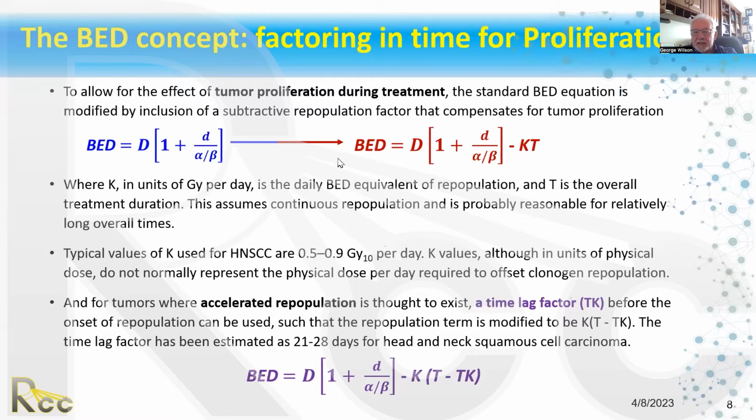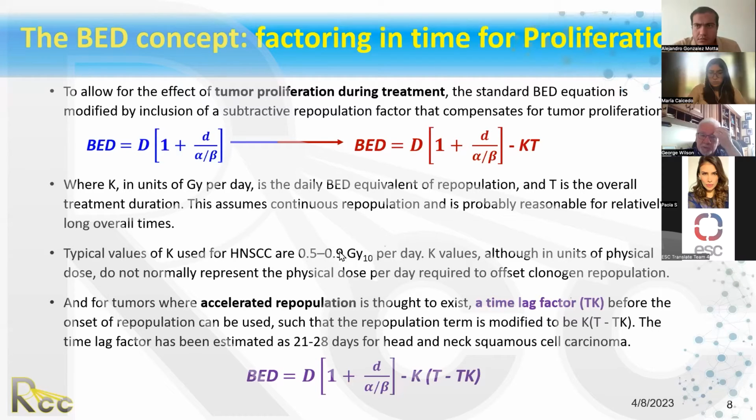And so in this calculation, it's assuming that repopulation is continuous from the start of treatment. And it has been shown that doses as much as 0.5 to 0.9 gray per day can actually be lost due to this proliferation during treatment, particularly in head and neck cancer. This isn't the physical dose, it's the biologically effective dose that's being lost each day.